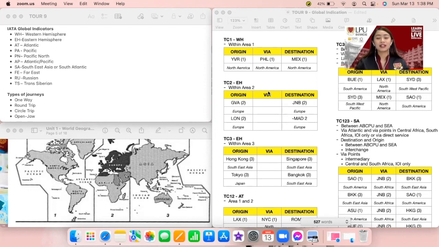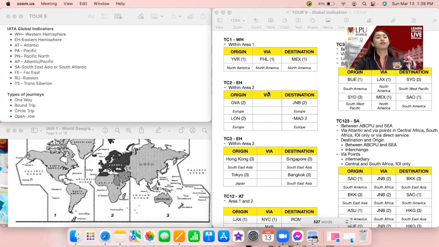Okay, last Friday we discussed global indicators. This is the continuation of what we discussed in our first lesson, which is the traffic conferences. In the world we have three traffic conferences, areas 1, 2, and 3. It's just the same. Just a disclaimer, let me use my notes. These are my personal notes so that I can easily understand our topic because, as I said earlier, it's quite challenging.